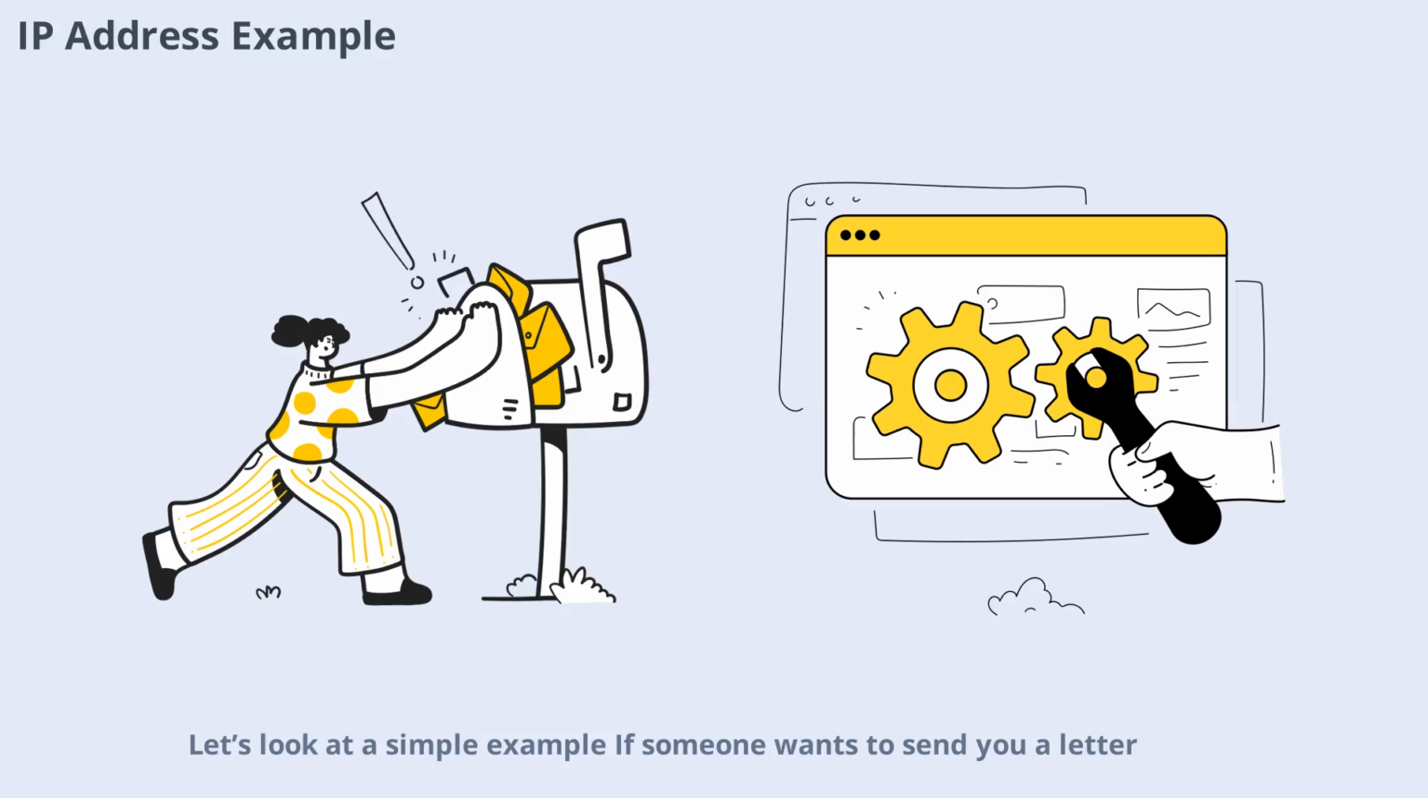Let's look at a simple example. If someone wants to send you a letter, they need your home address. Similarly, data needs your device's IP address to reach you. This analogy makes it easy to understand how IP addresses guide information to the correct destination.